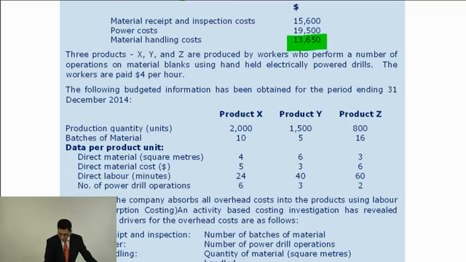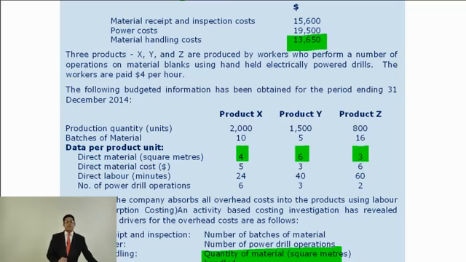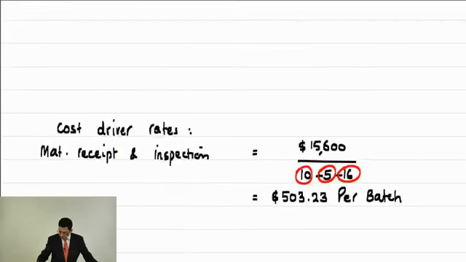Material handling cost is 13,650. So first of all, the driver rate or overhead absorption rate for the material handling. It is based upon quantity of material in square meters handled, and quantity of materials is given here: 4 meters, 6 meters and 3 meters, but that's again per unit. 4 meters in 1x, 6 meters in 1y and 3 meters in 1z, whereas 13,650 is given for the whole 2014. Okay, so here is the cost driver rate for material handling cost.